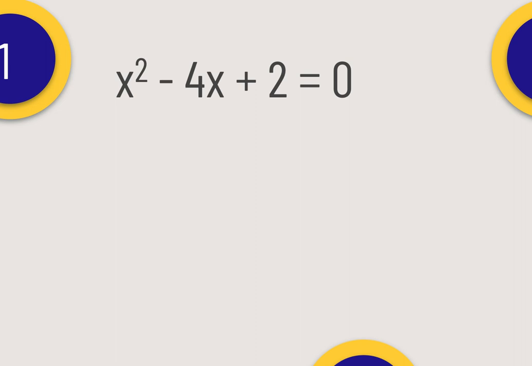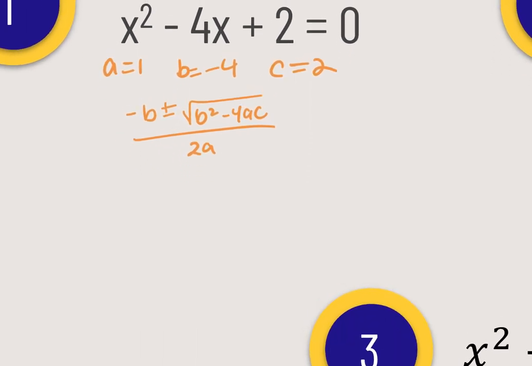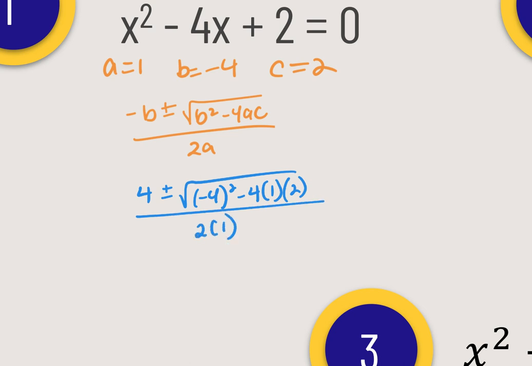So for this one, my A is 1, my B is negative 4, and my C is 2. And then I plug it in: negative B plus and minus the square root of B squared minus 4AC, all over 2 times A. Negative 4 becomes a positive 4, plus and minus the square root of negative 4 squared minus 4 times A, which is 1, times C, which is 2, all over 2 times A, which is 1.